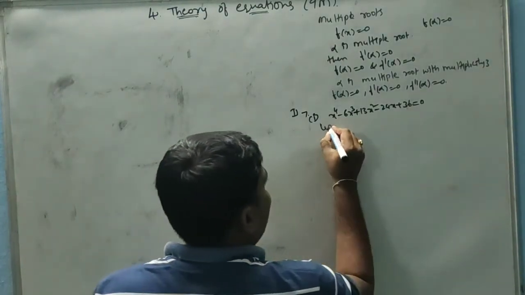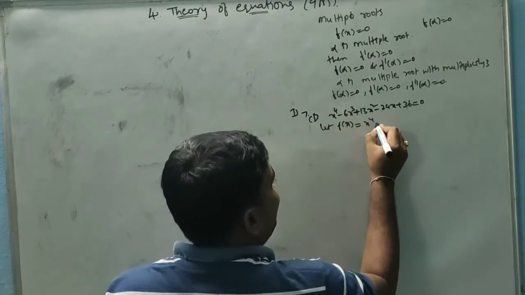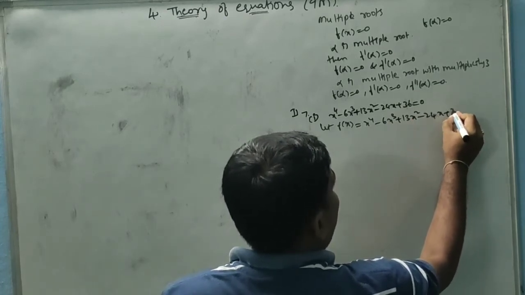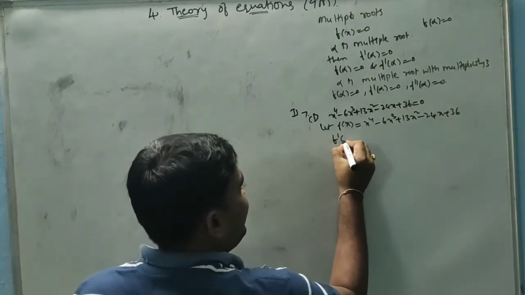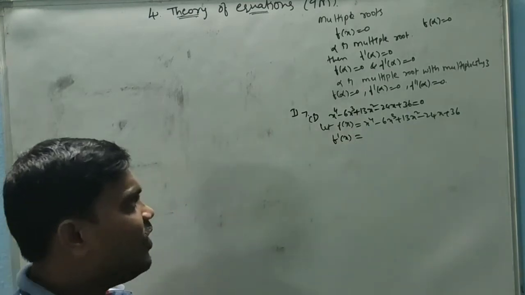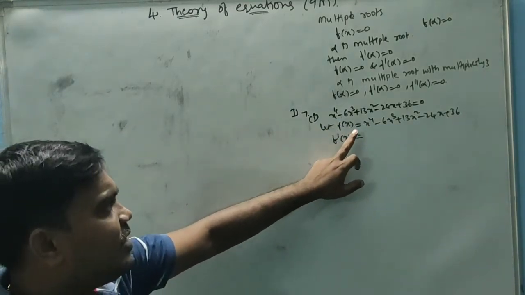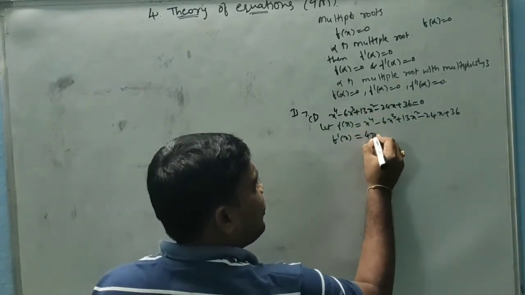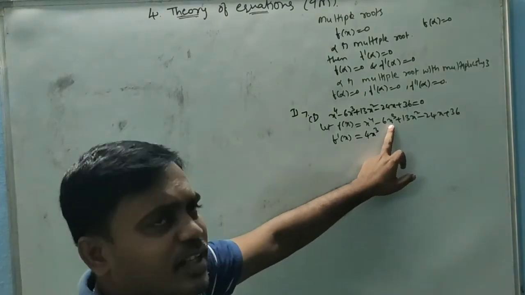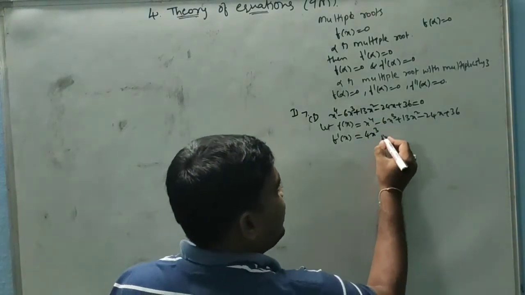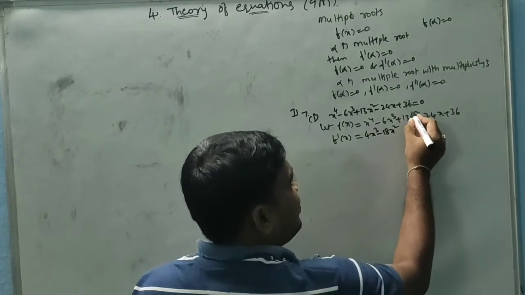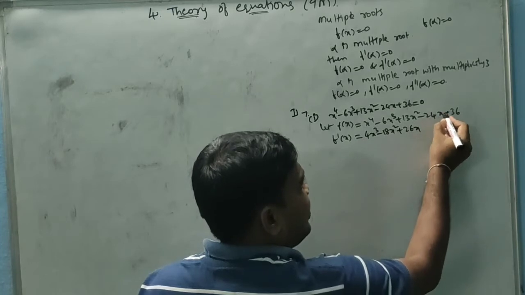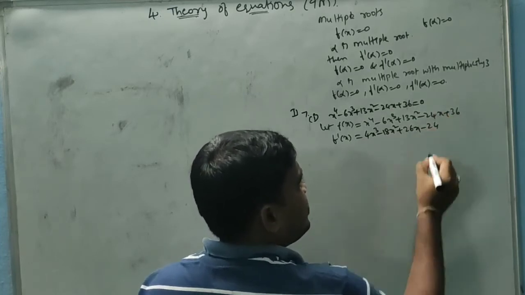So let f of x equal to x power 4 minus 6x cube plus 13x square minus 24x plus 36. This is f of x. Now I want to find f dash x, the derivative of f of x. X power 4 differentiation 4x cube. X cube differentiation 3x square, 3 into 6 is 18, minus 18x square. X square differentiation 2x, 2 into 13 is 26x. X differentiation 1 into 24, minus 24.